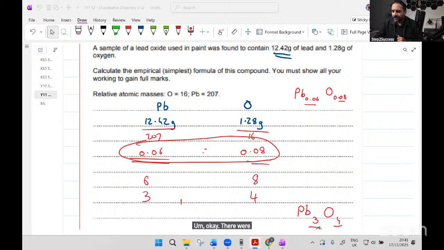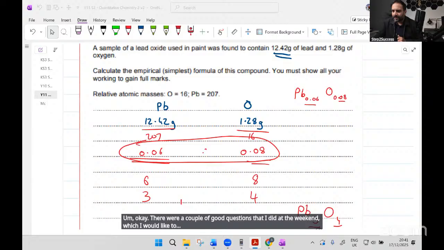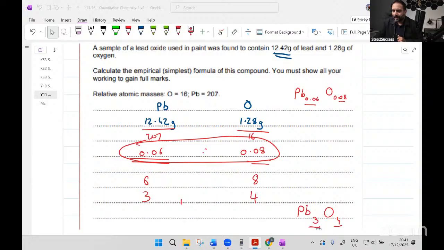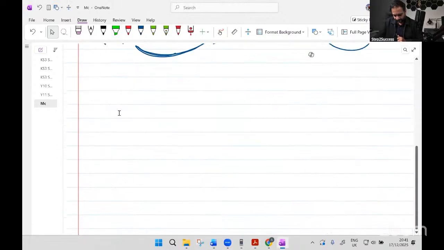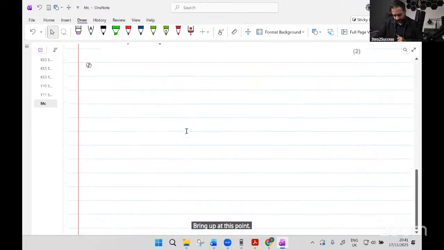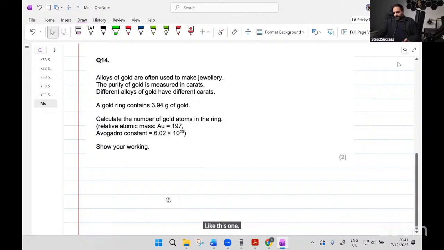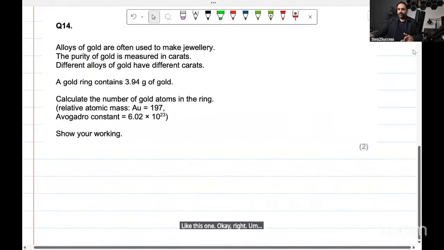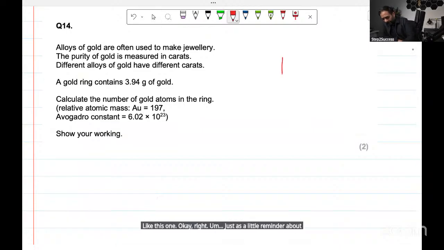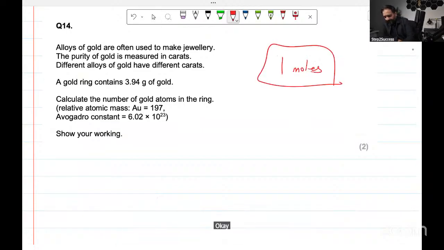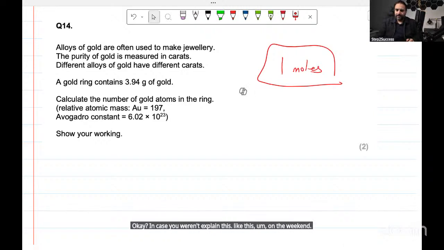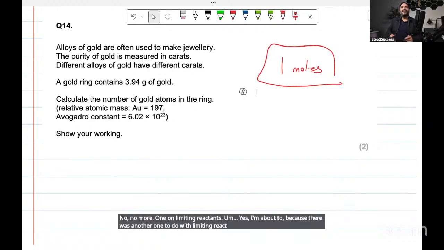There were a couple of good questions that I did at the weekend, which I would like to bring up at this point. Like this one. Okay, right. Just as a little reminder about these things called moles, in case you weren't explained this at the weekend. Oh, there's more. One on limiting reactants. Yes, I'm about to, because there was another one to do with limiting reactants that I think I did. But I'll just do this first.